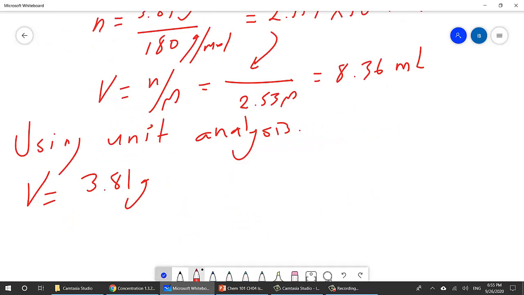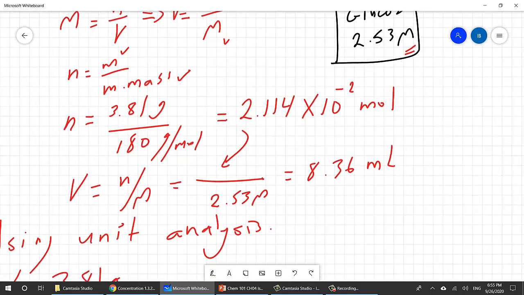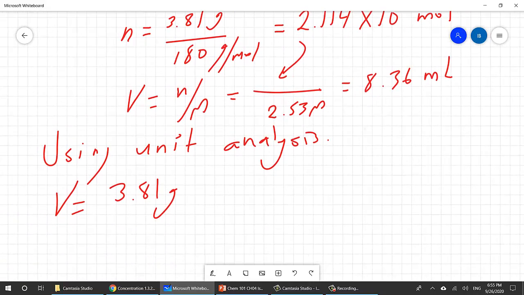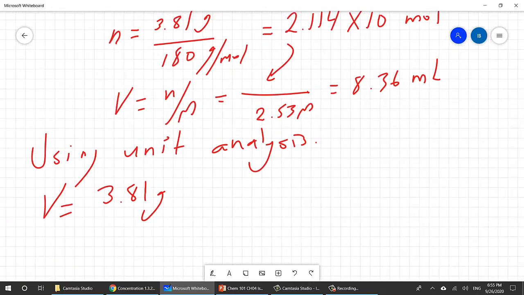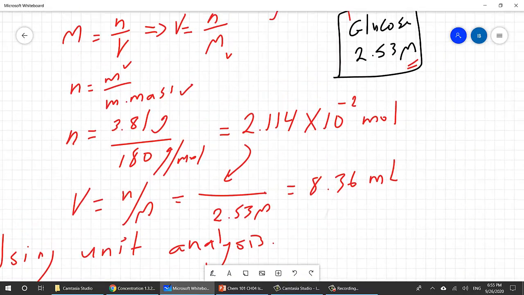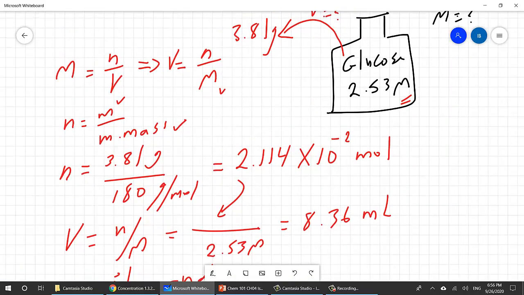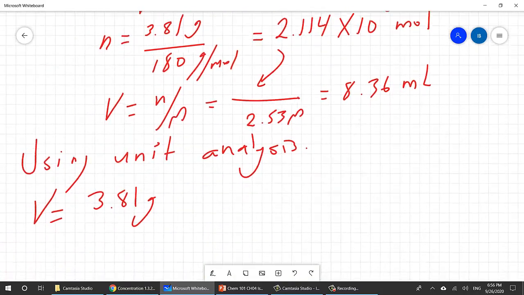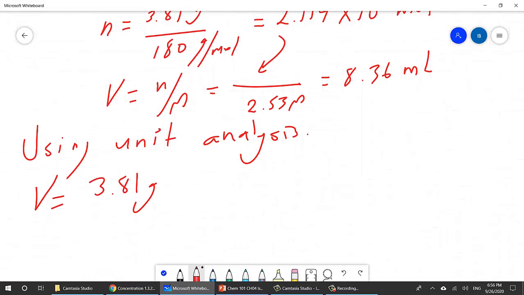Another way to do this is through unit analysis. If that business is too confusing for you, you can just use unit analysis. He's asking about the volume, so you write volume equals, and then you write what is provided to you. I have grams and I have molarity. So you start with the grams, 3.81 grams, and you change that into moles by multiplying by a factor that corresponds to the molar mass of glucose.